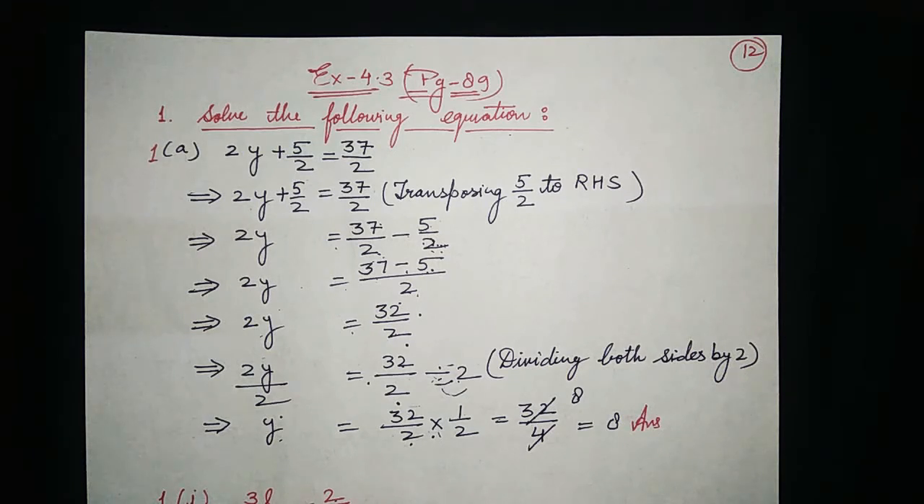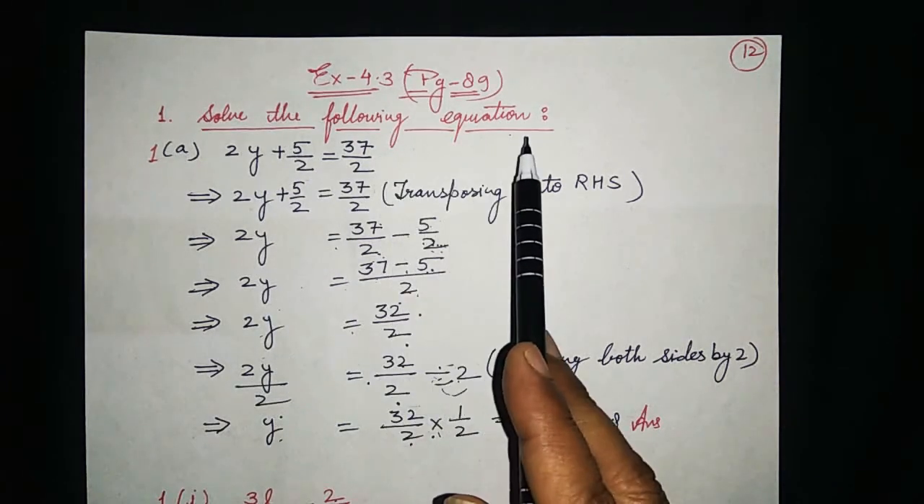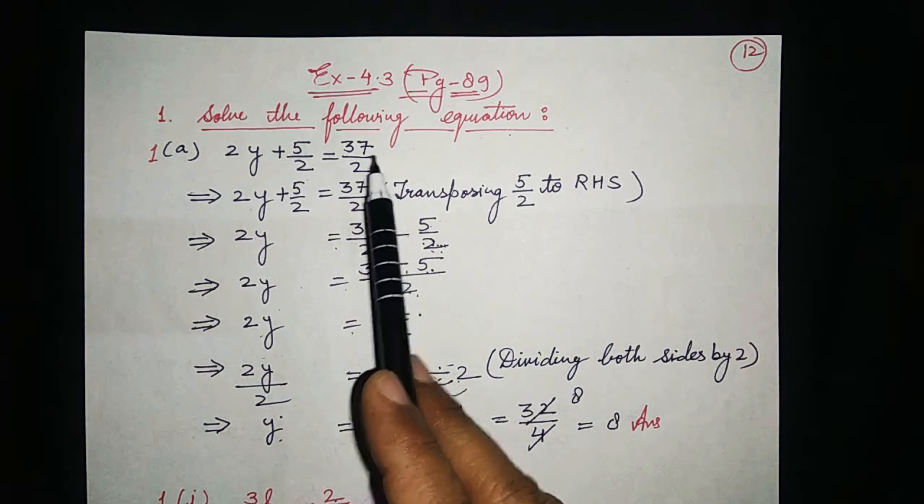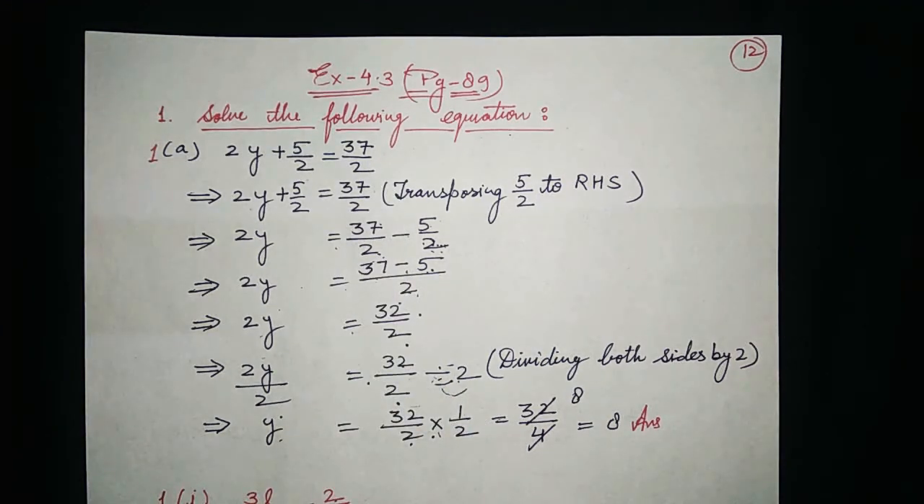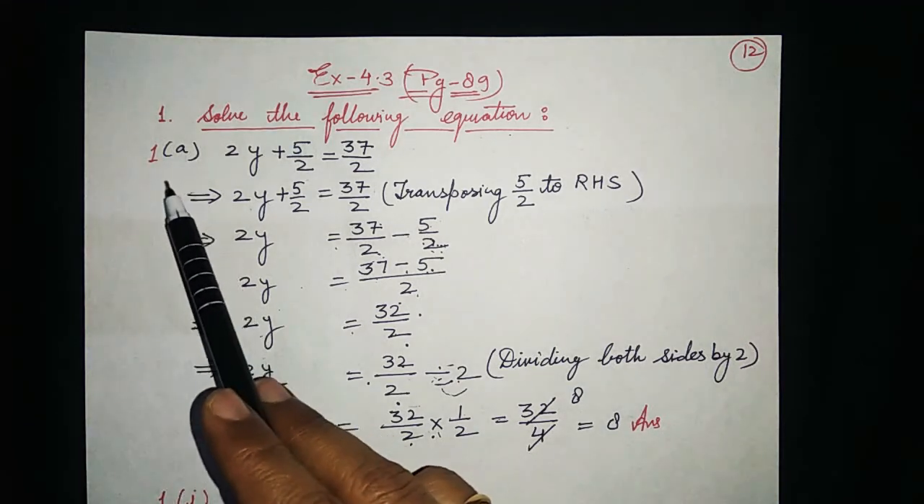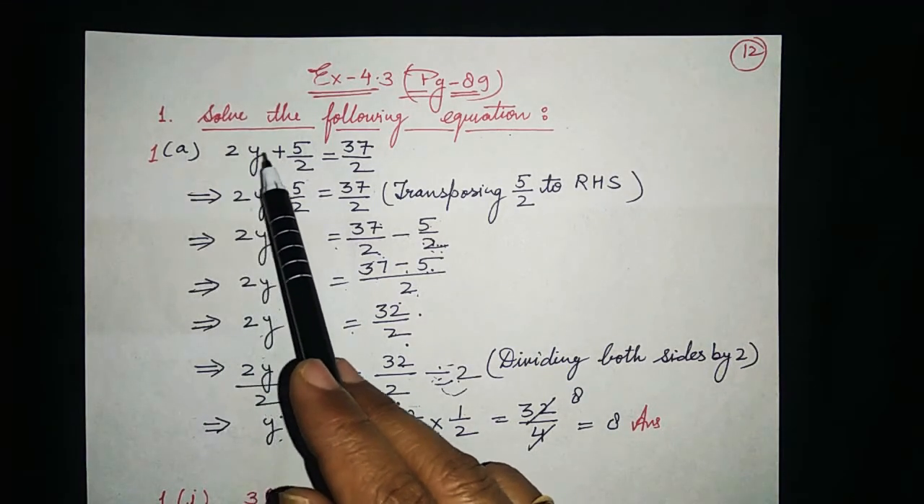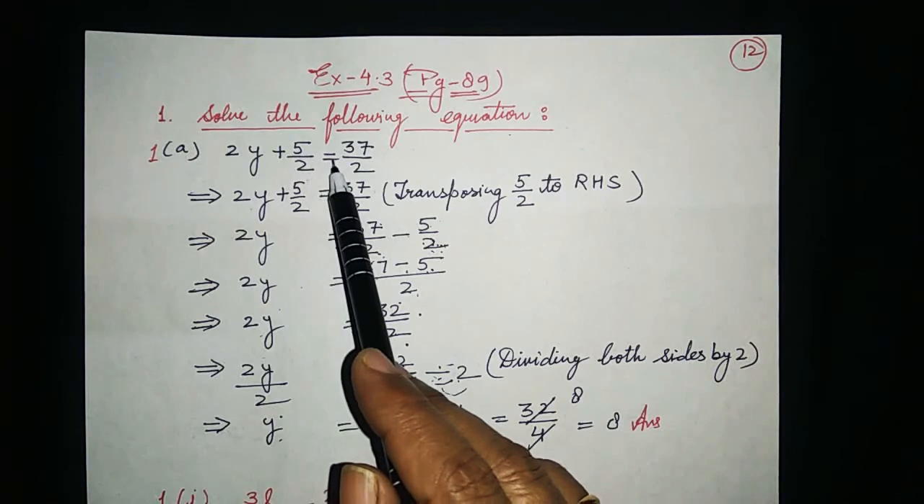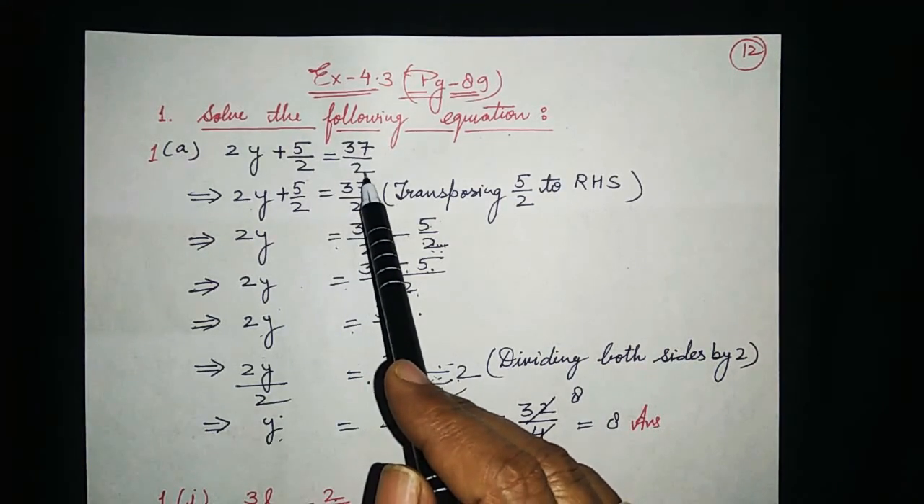Here you see the first question. First question is solve the following equations. Students, you will solve this exercise using transposition. Now see the A part of question number 1. Question is 2y plus 5 upon 2 is equal to 37 upon 2.